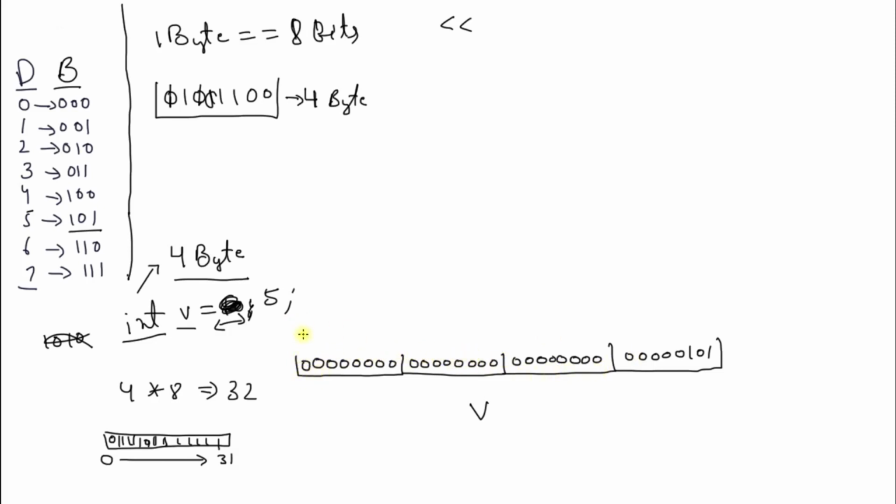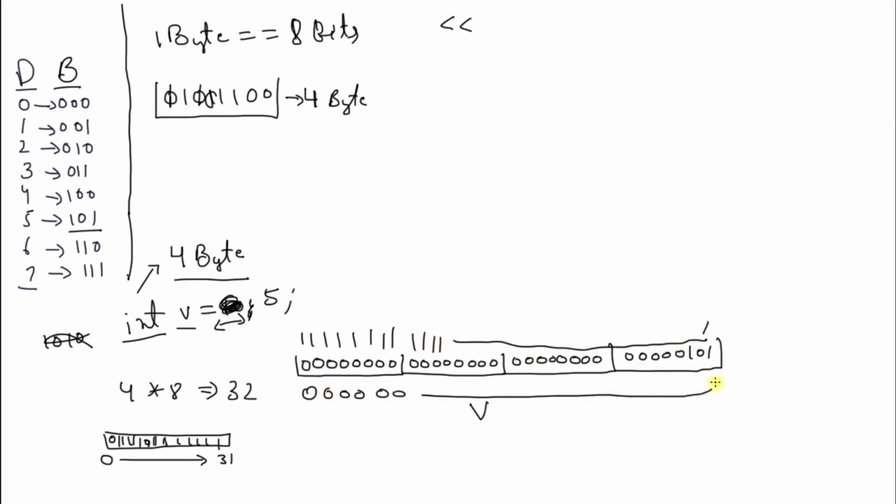The maximum number you can store in an integer is some number, I don't remember that, but here it will be 1 1 1 1 1 all the way 1 only. That would be the biggest number, and the smallest number is 0 0 0 0 all the way 0, which in decimal is 0. So this is how things get stored in your RAM.